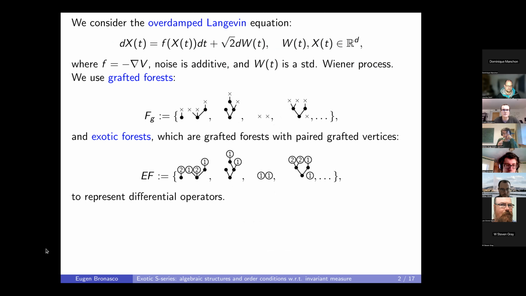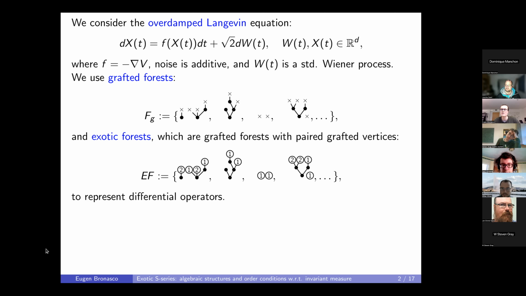We consider an overdamped Langevin equation of the following form. We have f, which is a gradient of a potential and is assumed to be smooth. We have W, which is a standard Wiener process, and the noise in this equation is additive. During the study of the numerical integrators applied to this problem, we encounter grafted forests and exotic forests.